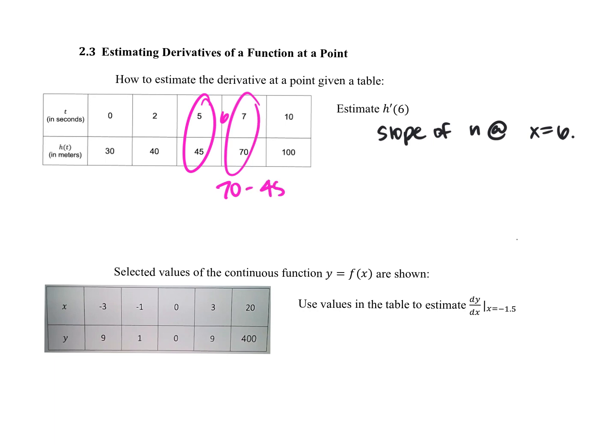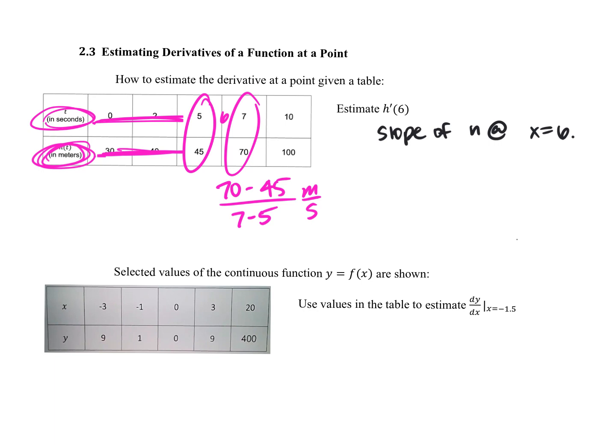So what would you write if this was a free response question? 70 minus 45 over... You got it. Are we done there? You can be, though, right? What if they asked for units? They didn't, but what if they did? We just did change in y over change in x, the 70 over the 7, so we're going to say meters per second. That'd be a perfect answer.